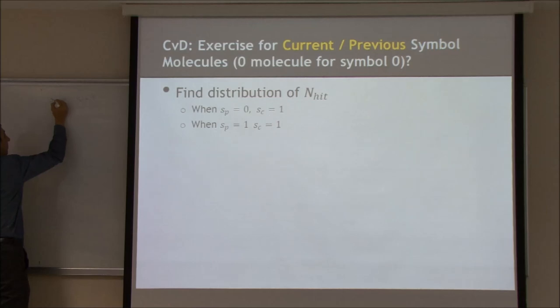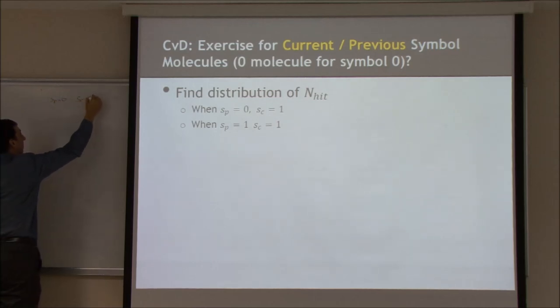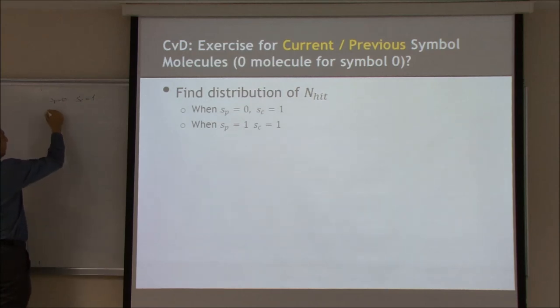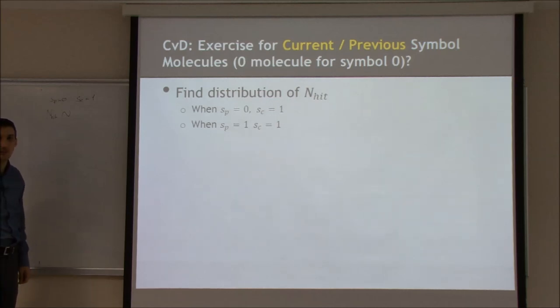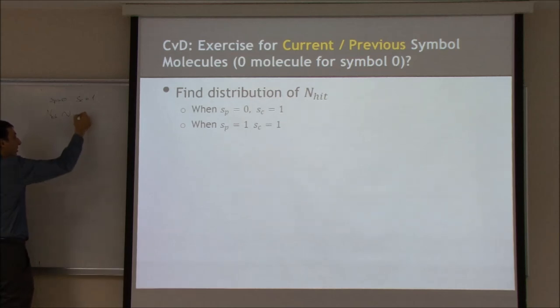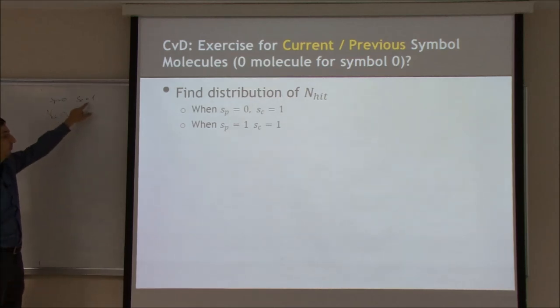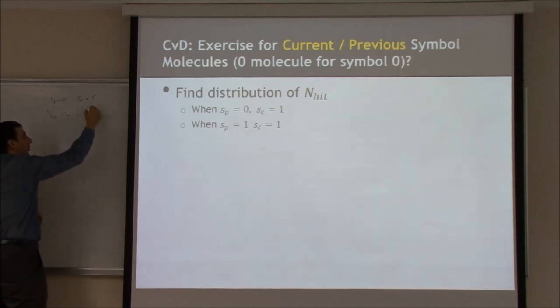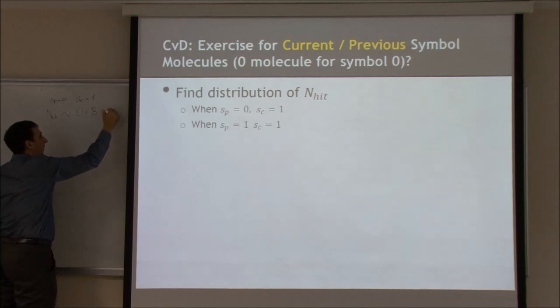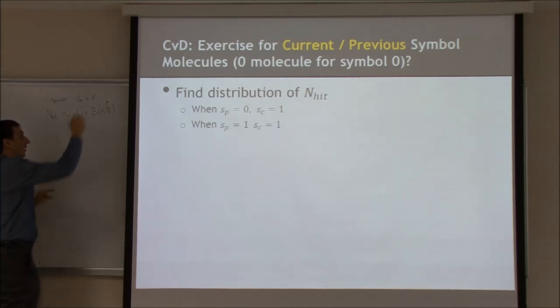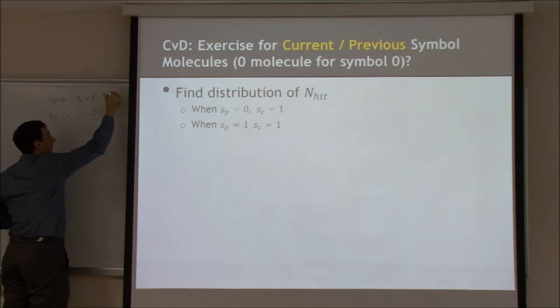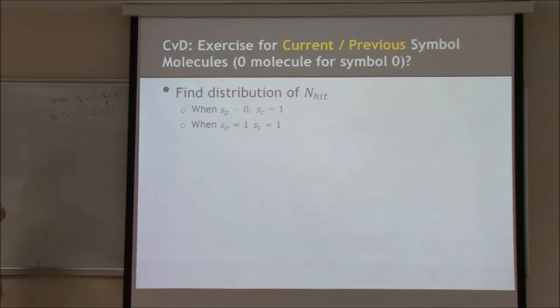Then what will be the total number of molecules that hit? Since the previous symbol is zero, I release no molecules, so they will not remain to the next symbol duration. Zero plus, for the current symbol one, I release N molecules, which is binomial N, P1, let's say. What is P1? P hit in one symbol duration, one TS.